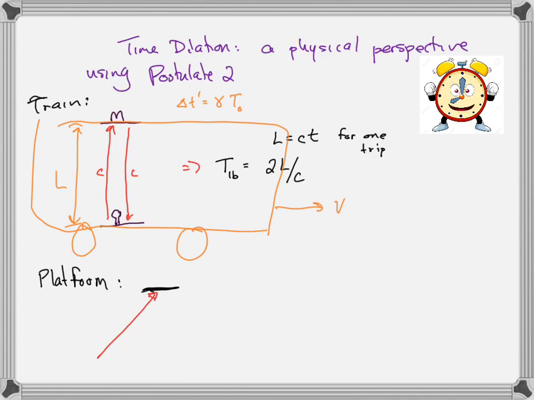Okay, so a person on the platform is going to see the light leave the light bulb. Let's just pretend that's a light bulb. And then later on, the light will not have reached the mirror until the light bulb and mirror have moved over.